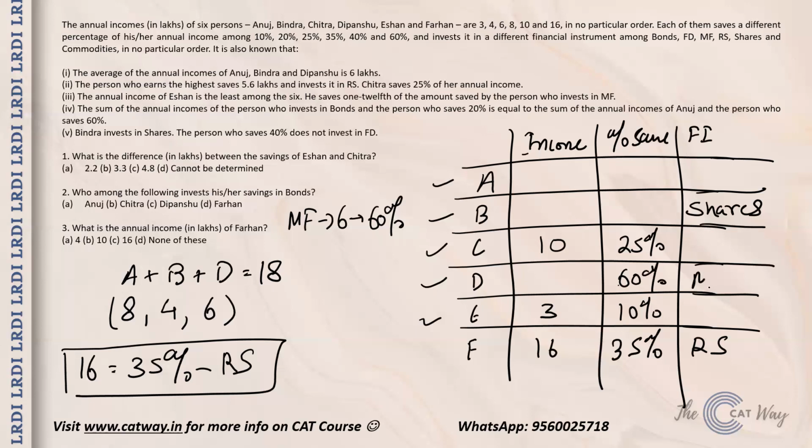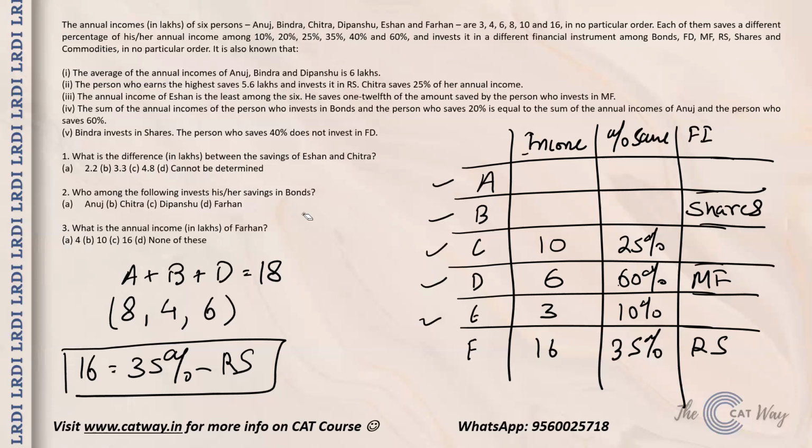And one thing is clear, that he is investing in mutual funds and his total income is 6. Now you are left with A and B, and between 8 and 4 is left. Then let's see what we have. The person who saves 40% is not investing in FD. Now for 40% you have two cases, one is A and one is B. So these are the two cases that you have. Let us read the pointers again and see if we can find something.